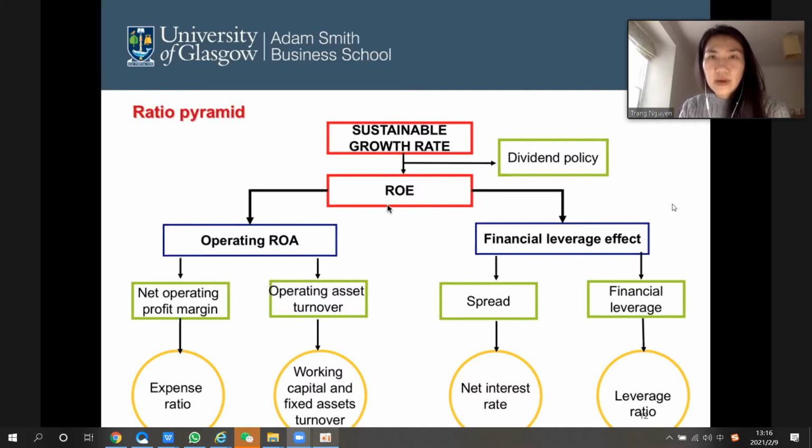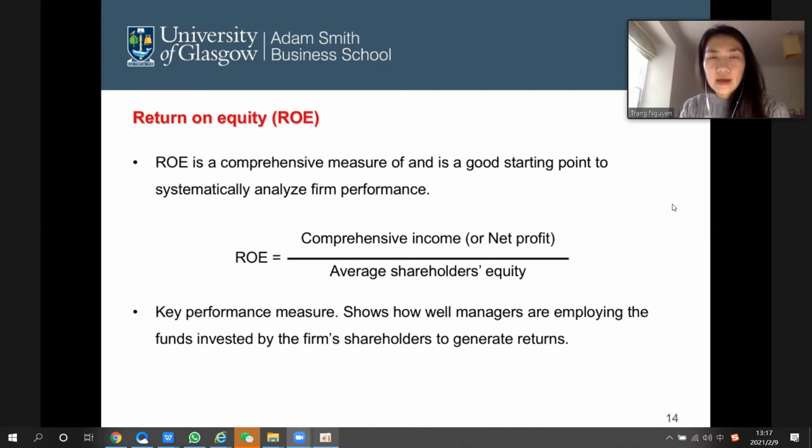And now I mention ROE. For ROE, in this course, we approach it in 2 ways. The first is the traditional way, and the other one is the alternative approach. The traditional way is that we use the comprehensive income or net profit, and then we divide by average shareholders' equity. The reason we use the average one is because income is for the whole year, right? But the average number is at the beginning and at the end, so that is 2 points in time.